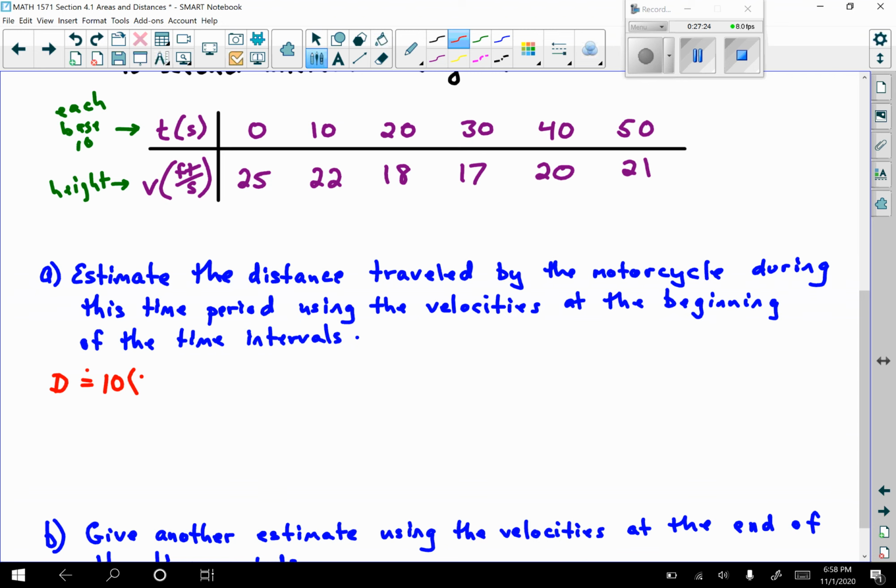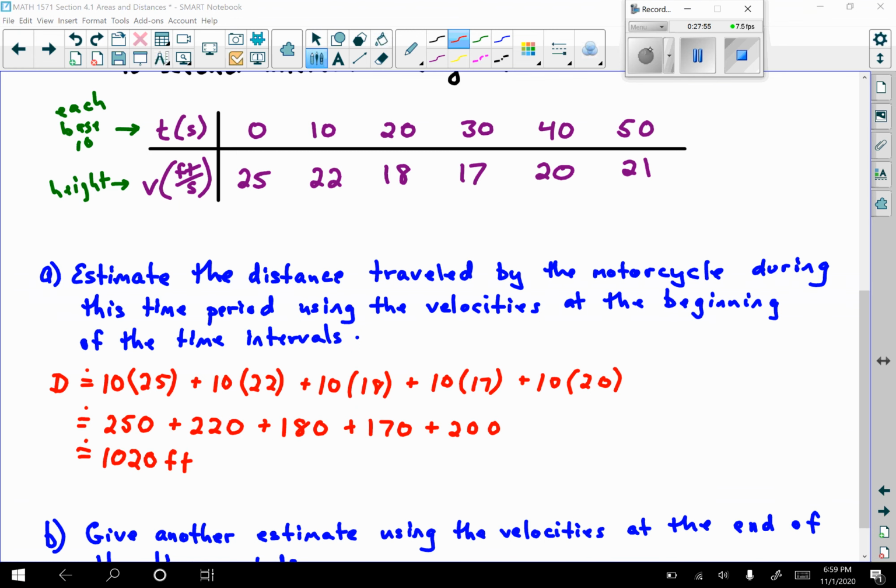Now we're going to start with the 25, plus the next width, or the base here, which would be 10, times the 22. We're going to have another 10 times the 18, and we're going to go 10 times 17, and then 10 times 20. And again, yes, you can use a calculator to come up with this. All right, so this is distance, so distance would just be in feet. So we're looking at 1,020 feet as the approximate total distance traveled.